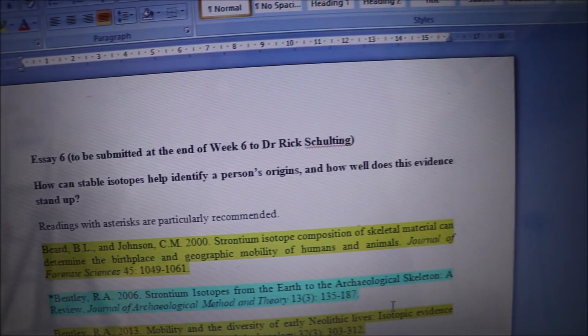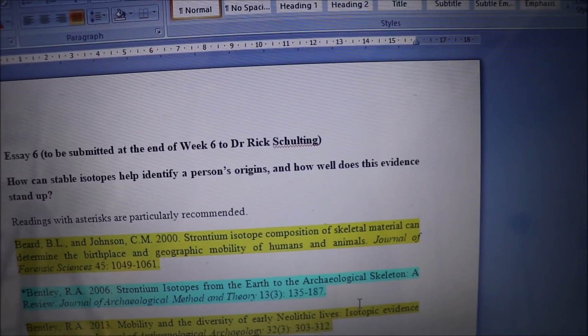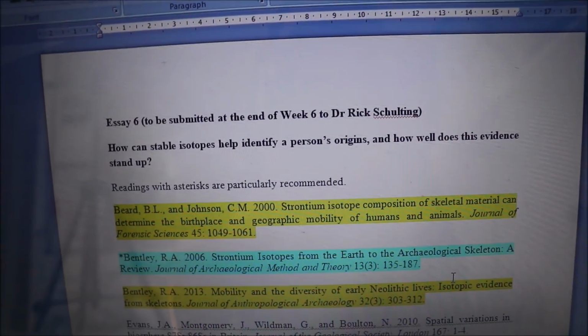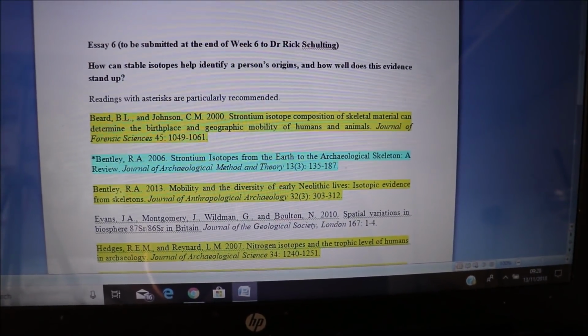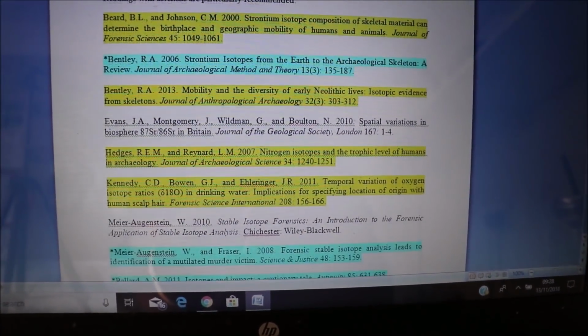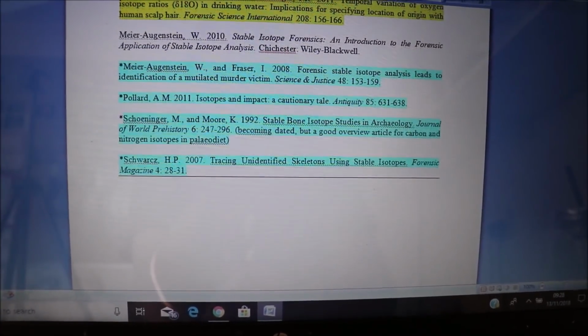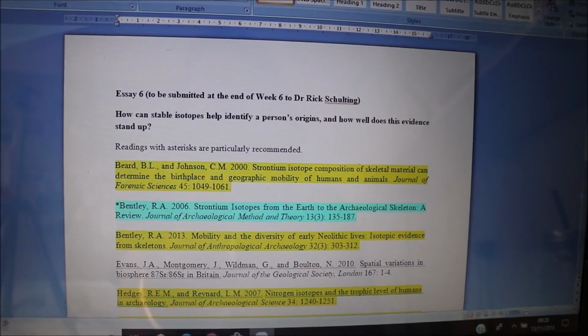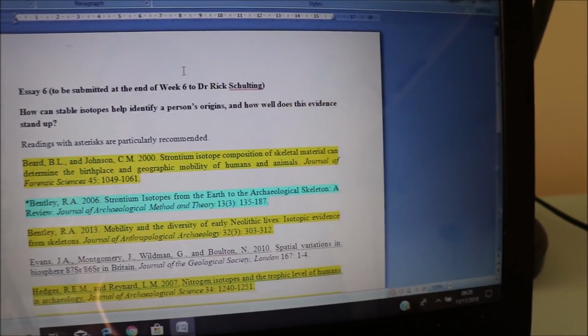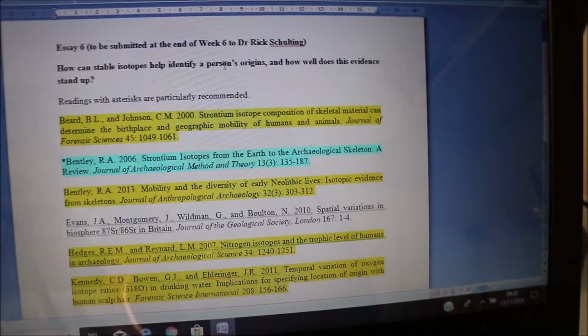So my question this week is this: how can stable isotopes help identify a person's origins, and how well does this evidence stand up? And these are my readings. This module's actually got pretty short reading lists, as you can see. Normally we'd probably have double this in anthropology modules, but these are quite short because they're scientific.